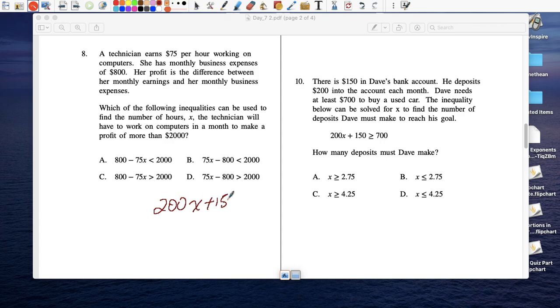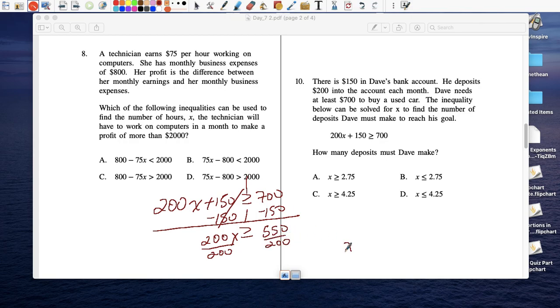200x plus 150 greater or equal to 700. Line in the middle. Let's get rid of the 150. That's 550. That goes away, and we have 200x. Divide both sides by 200. X is greater or equal than, what's 550 divided by 200? Oops, 550 divided by 200. 2.75. There you go. X is greater or equal to 2.75.